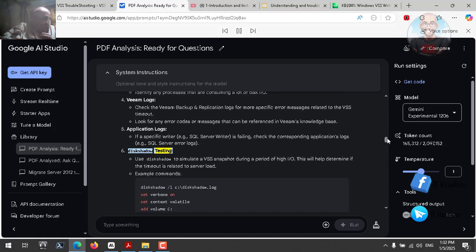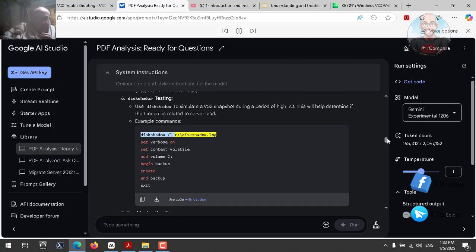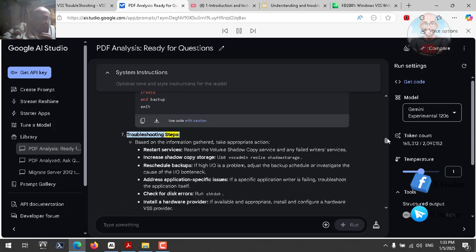Diskshadow testing: use diskshadow to simulate a VSS snapshot during a period of high I/O. This will help determine if the timeout is related to server load. Example commands: diskshadow /l c:\diskshadow.log, set verbose on, set context volatile, add volume c:, begin backup, create, end backup, exit. Use code with caution.